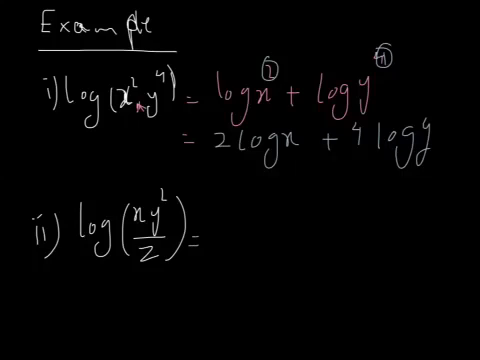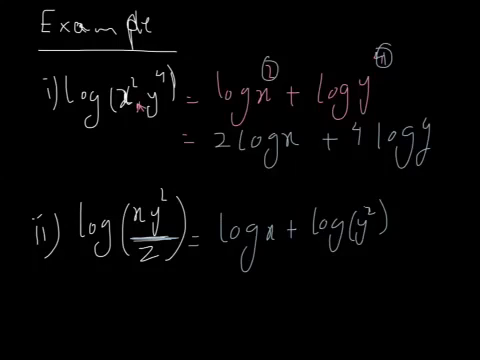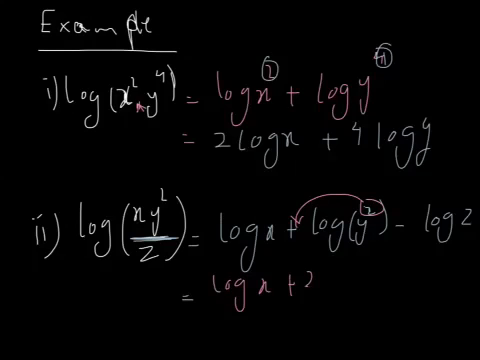Same thing with this one. We're going to be doing the top part first. It gives me log x plus log y squared. Since this part here is division, I have to minus log z. Now there is still something we can simplify: the 2 here should go to the front, so it will be log x plus 2 log y minus log z. That's it.